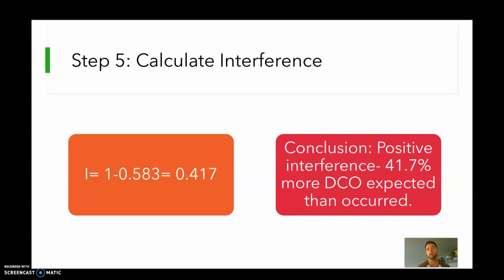Based on this value, we can conclude that this interference is a positive interference because of the positive value that was provided, which also means that there are about 41.7% fewer double crossovers than expected actually occurred.